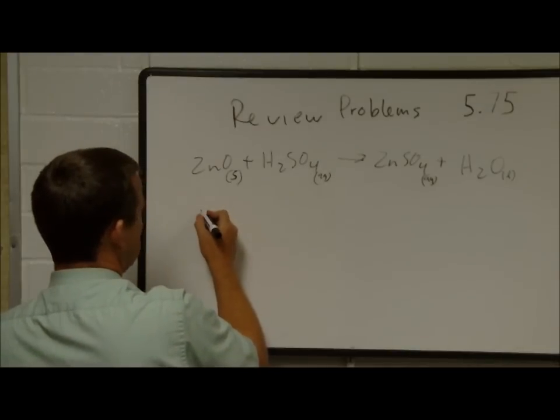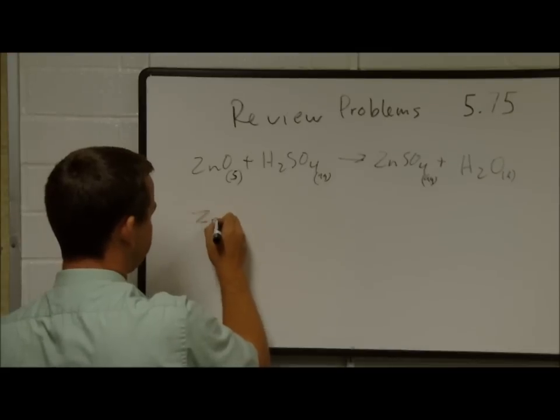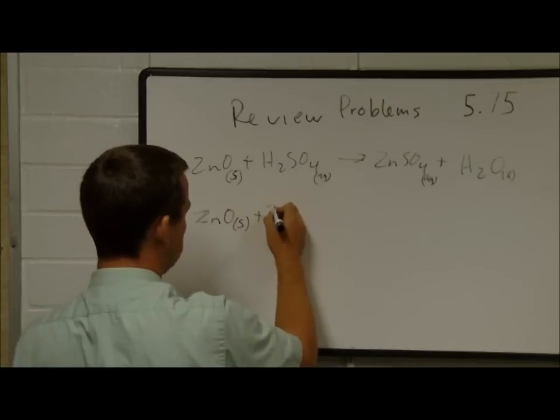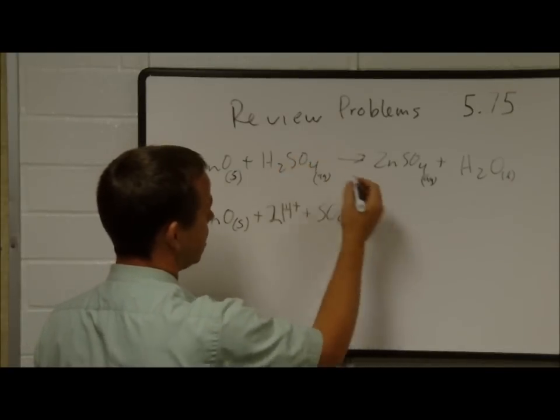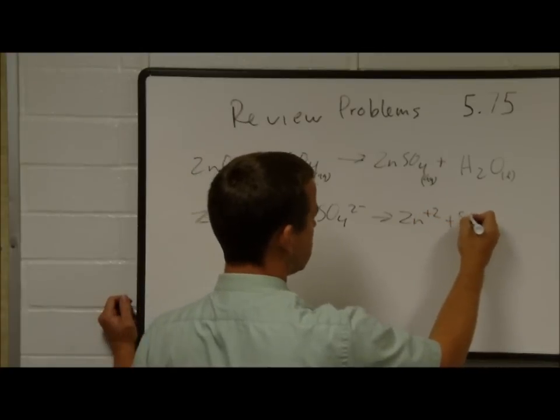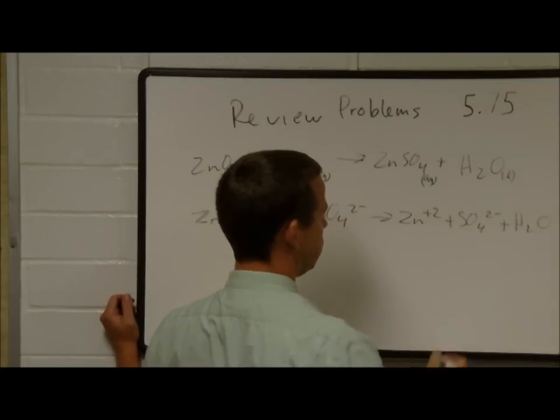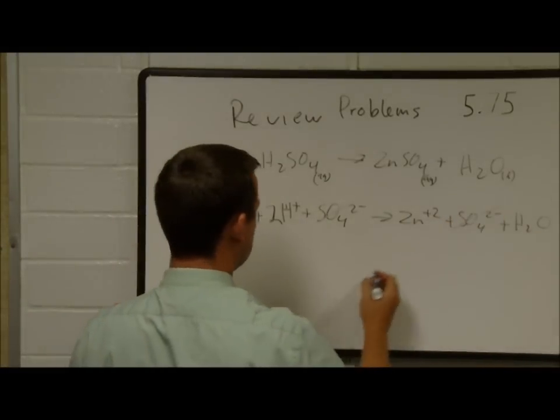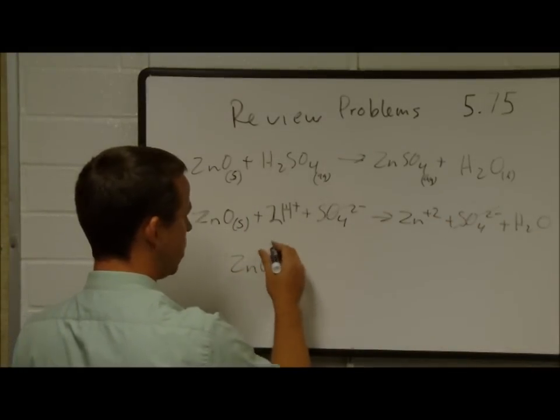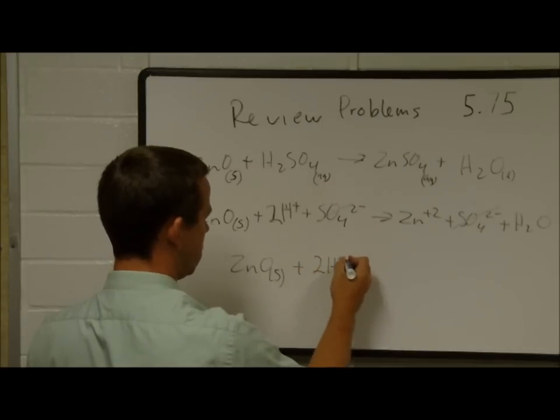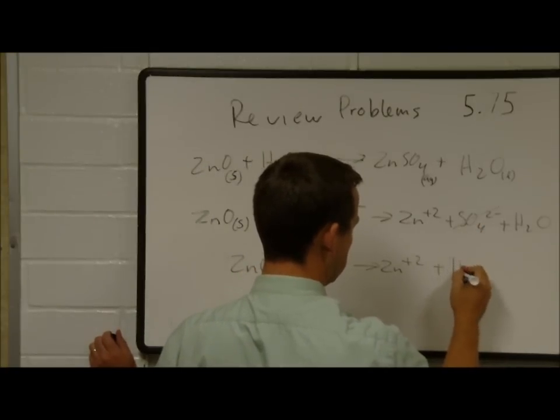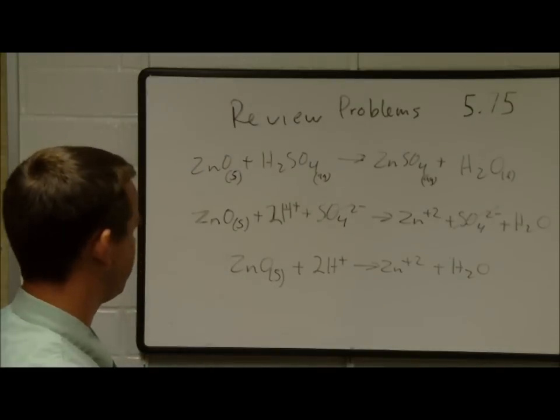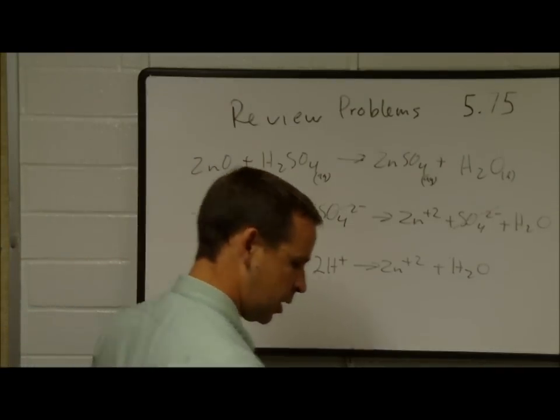So we have zinc oxide plus two H pluses plus SO4 two minus, right? Yields zinc plus two plus SO4 two minus plus H2O. Our net ionic equation, we see that zinc oxide, we cross out the spectators, right, plus two protons yields zinc ion plus one water. Is that right? Yeah. Okay, that's 575D.